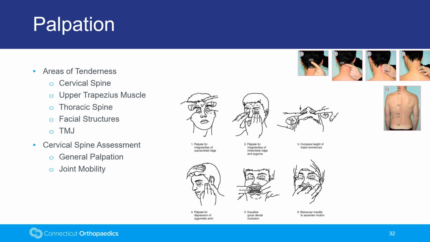Palpation, assessing for areas of tenderness, looking at the cervical spine, upper trap, see if there's any spasms, thoracic spine, facial structures, and TMJ, as well as the suboccipital region. Cervical spine assessment, just looking at general palpation, see if there's any tenderness, and the mobility to see if there's any restrictions.